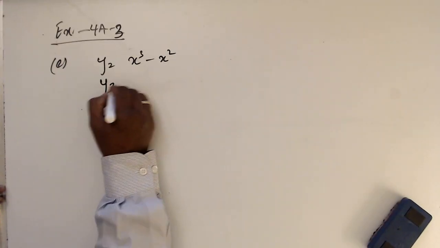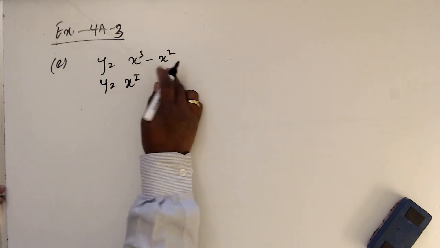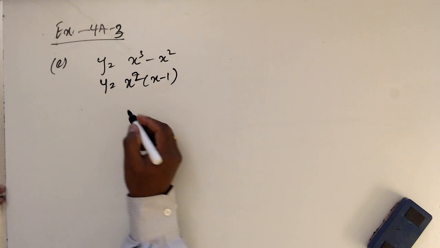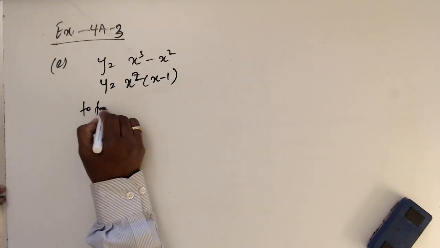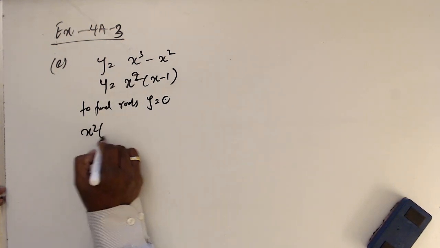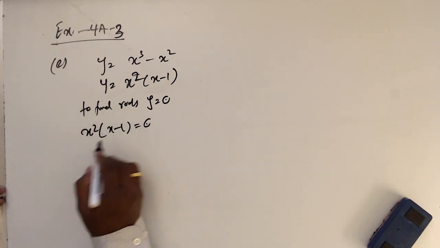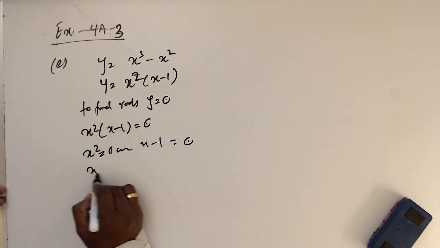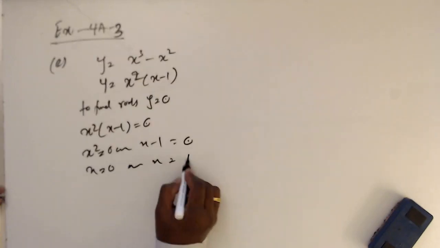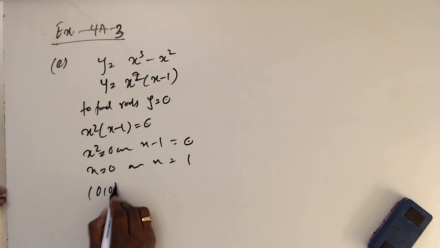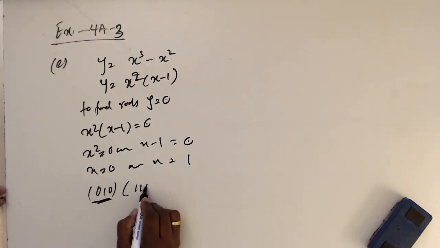And yes, we'll continue. y equals x cube minus x square; I can see when I factorize out with x square, this will become x minus 1. To find roots, we want to make y equal 0. It means x square times (x minus 1) equals 0. So x equals 0 or x minus 1 equals 0. x equals 0, x equals 1. So there are two roots, that is 0, 0 and 1, 0.